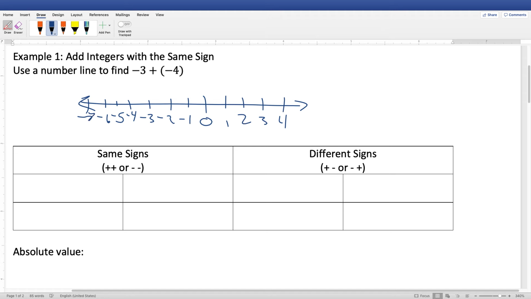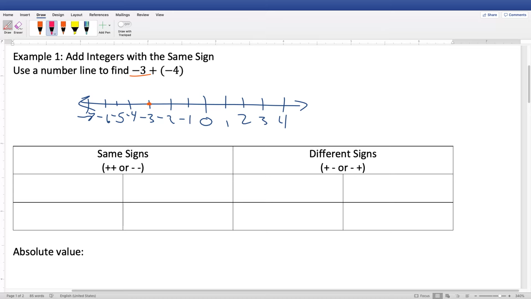So it says use the number line to find -3 plus a -4. So where am I starting at? I'm going to start at -3. That is my starting point, -3. And then plus a -4. So I'm going to add 4, but what direction am I going to go in? To the right or to the left? To the right.